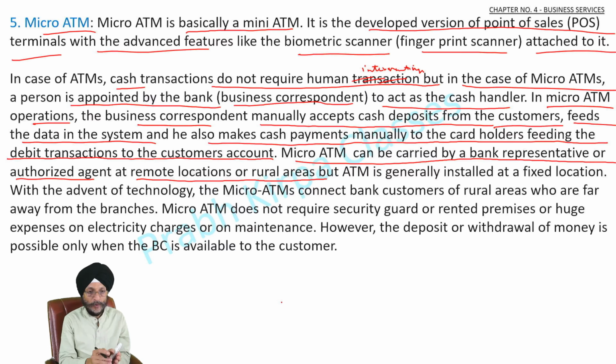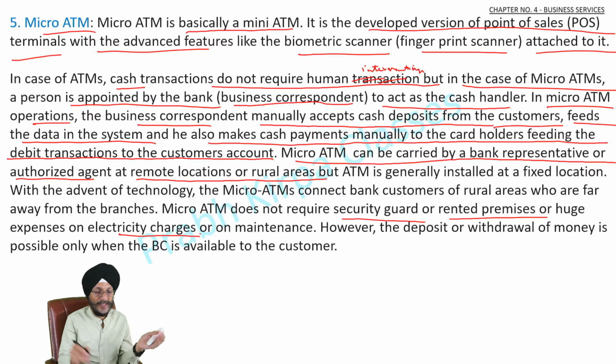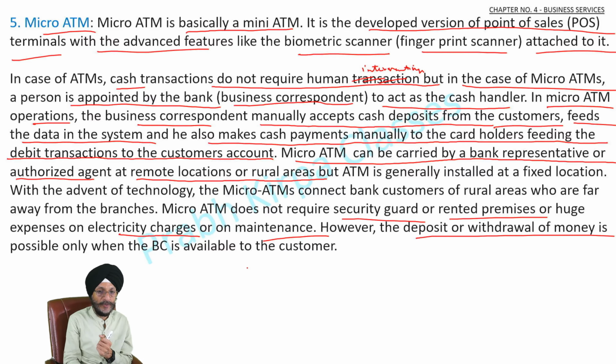For the micro ATM, we don't have to depute security guard. We do not have to take a premises on rent. There is no need of electricity charges to be spent. There is no need of any maintenance on AC or extra. However, the deposit or withdrawal of money is possible only when the business correspondent is available along with the micro ATM.